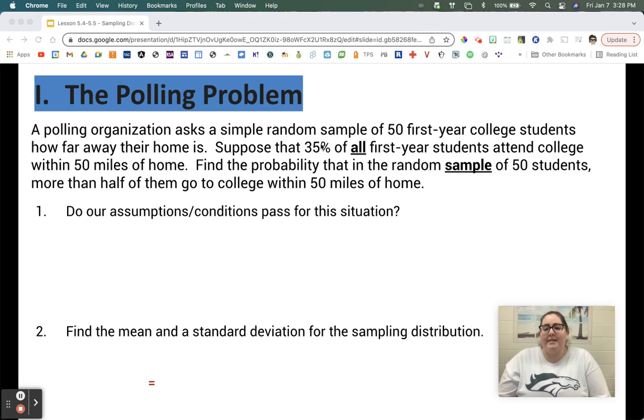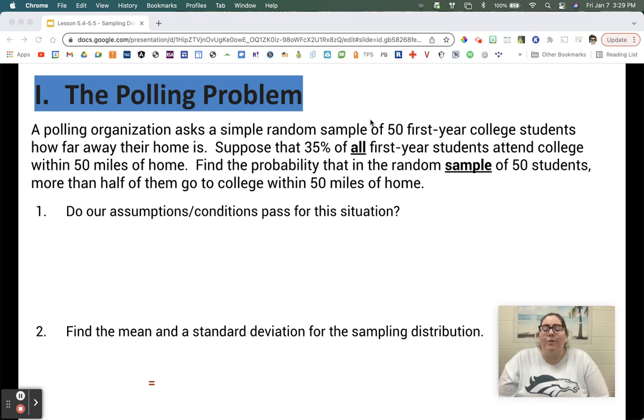That right there is telling us what is true for the population. So p in this example is 0.35, the percent of all the students who attend college within 50 miles of home. We're going to find the probability that in the sample of students that we took, more than half of them go to college within 50 miles of home. You might be thinking, but they told us it's 35%. What are we talking about with this half?